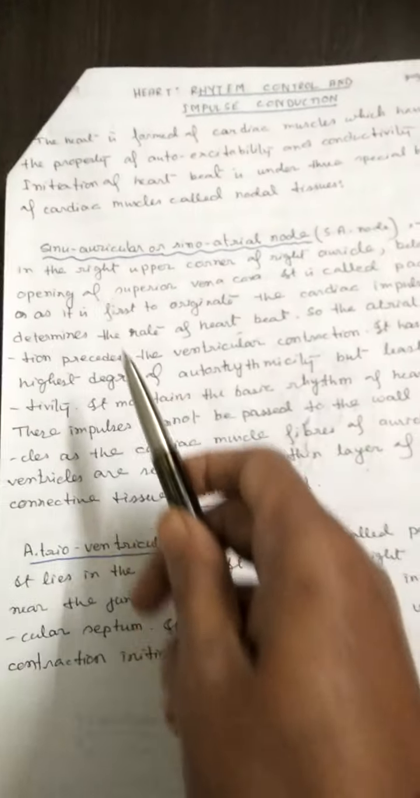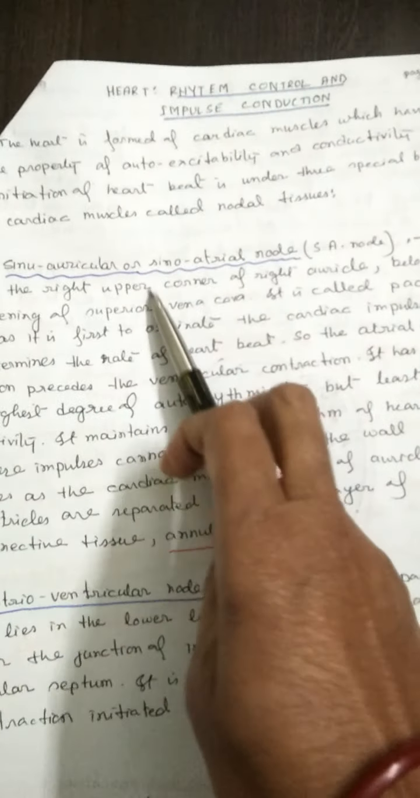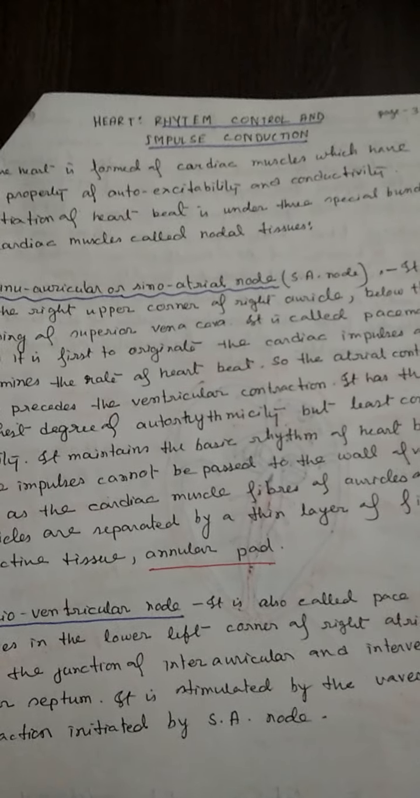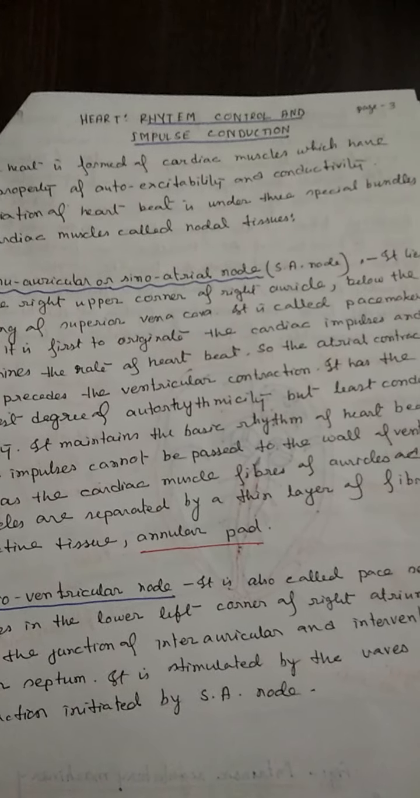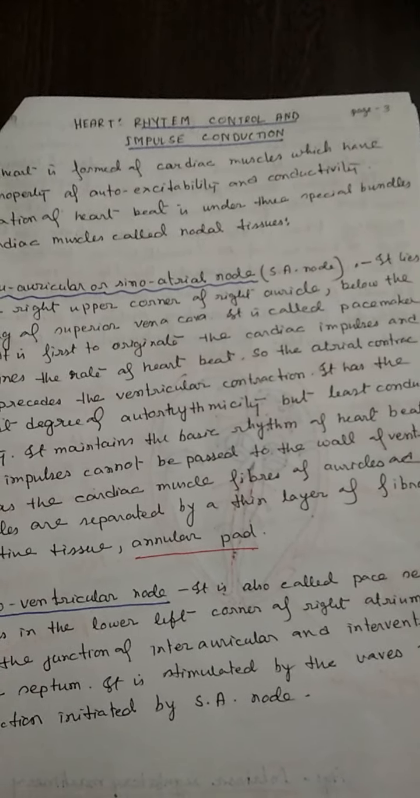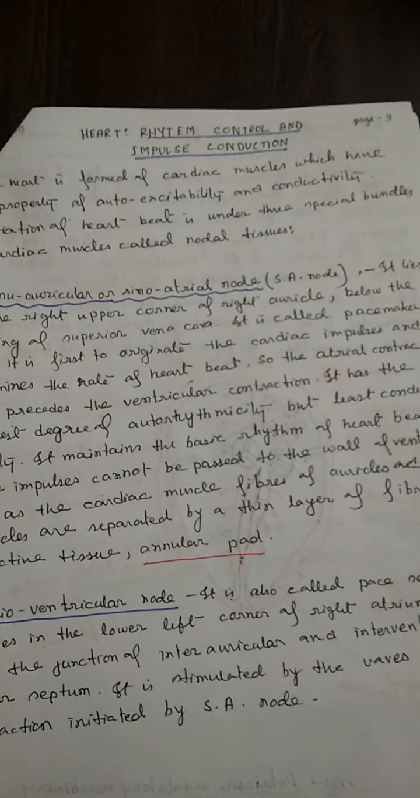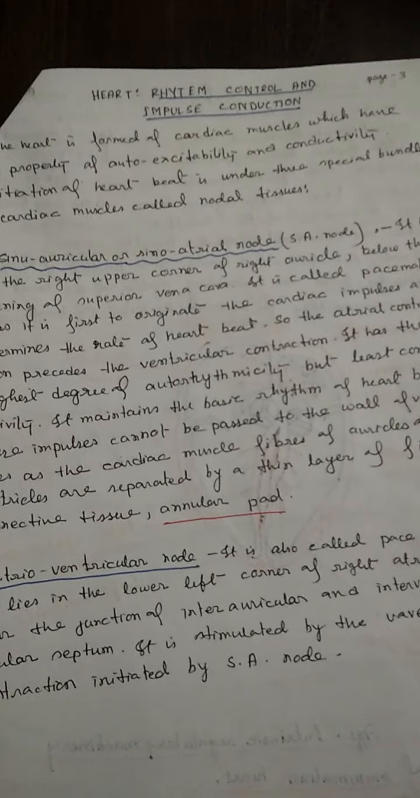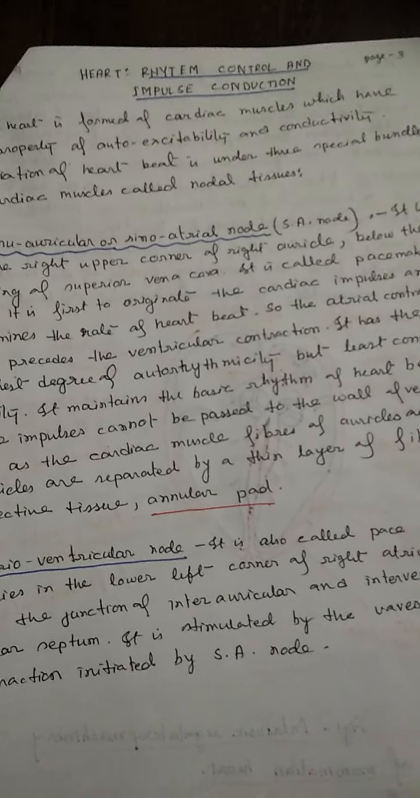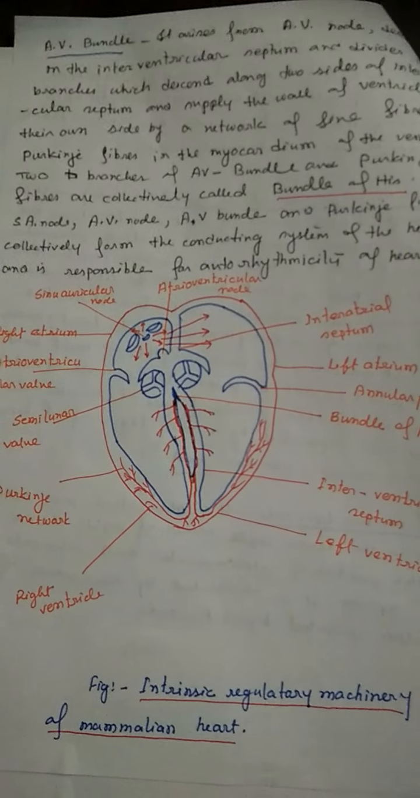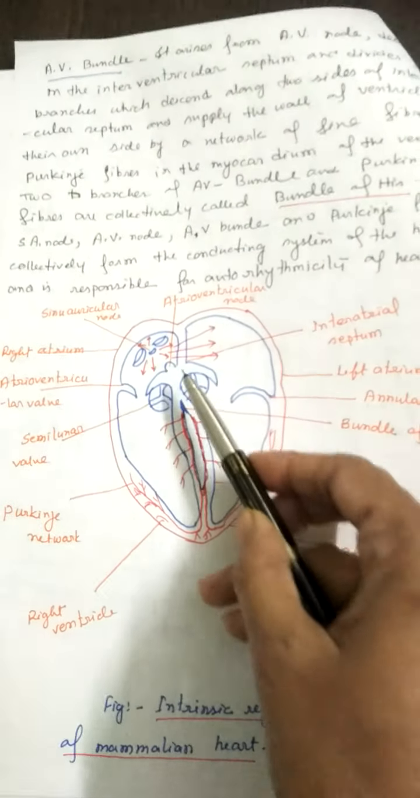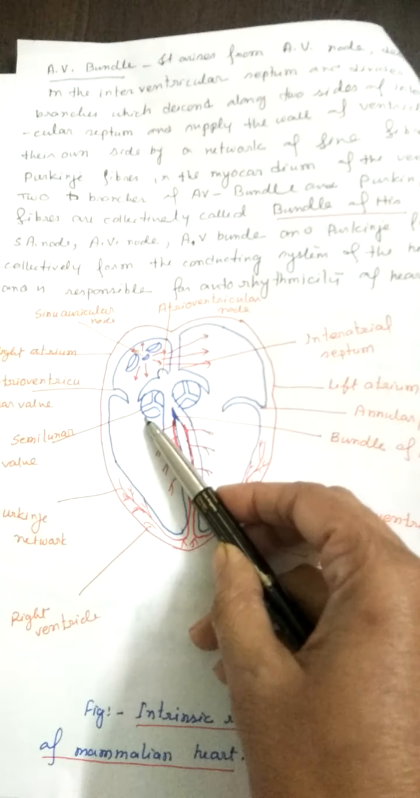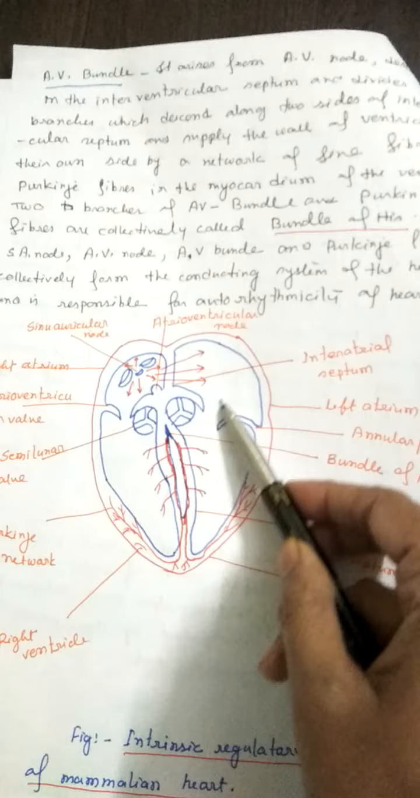First one is the sinoauricular or sinoatrial node. It lies in the right upper corner of the right auricle and below the opening of the superior vena cava. I will show you the diagram, then it will be clear to you. So this is the structure of the heart: two auricles, two ventricles, the interventricular septum, and these are the tricuspid and bicuspid valves, and these are the passages.